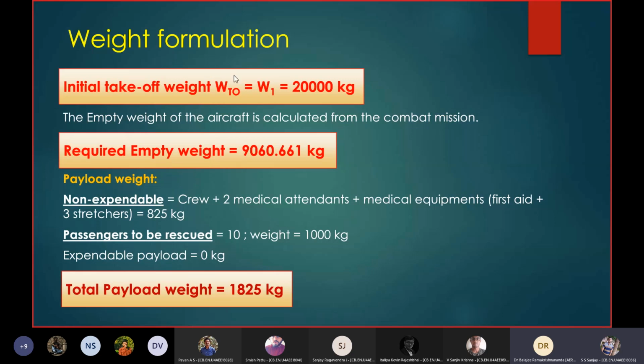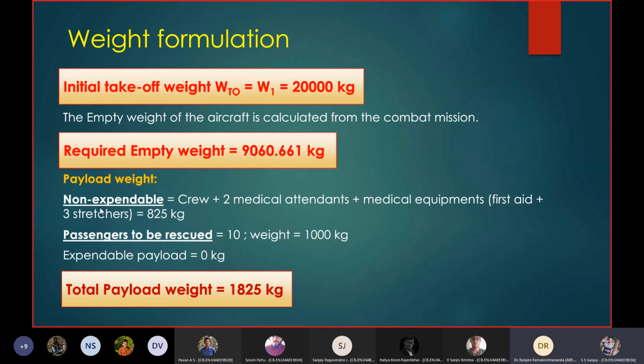The initial takeoff weight assumed for this is 20,000 kg, and since the same aircraft which was doing the combat mission has to do this job also, we have taken the required empty weight for this phase as the same empty weight that we got from the combat mission. All other parameters remaining the same, we are only going to change the payload and the fuel according to the payload. So the required empty weight is taken from the combat mission, which is 9,060, and we are fixing this. And as we are fixing this, we are going to see how the takeoff weight and fuel weight consumed in this phase are going to change.